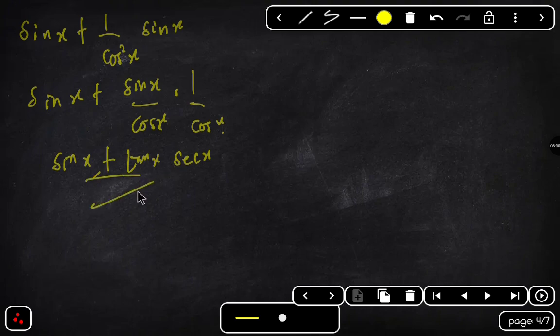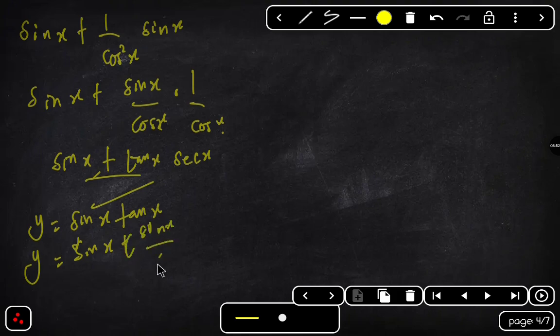If you don't want to solve this this way, the function given to us is y equal to sin x tan x. You can write tan x as sin x over cos x, and then sin x times that will give us sin square x over cos x. Then you're going to have to use the quotient rule, but I haven't taught you how to use the quotient rule, so that will be in the next video.